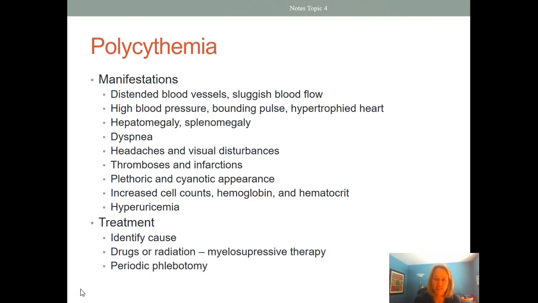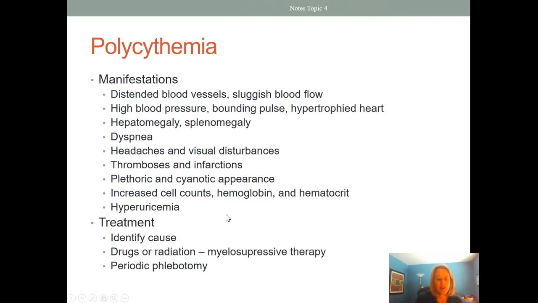So we can have a lower percentage of oxygen hemoglobin saturation because we just have so many red blood cells. And also because the blood is moving so slowly and it's so thick, it's not getting to the extremities as well. So we're going to see increased cell counts, increased hemoglobin, increased hematocrit, increased uric acid in the blood due to the breakdown of red blood cells.